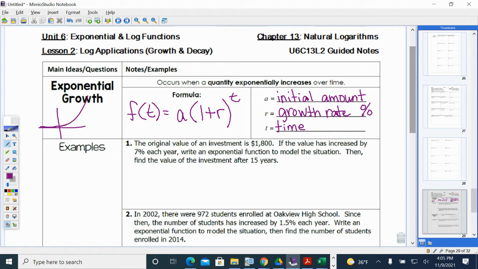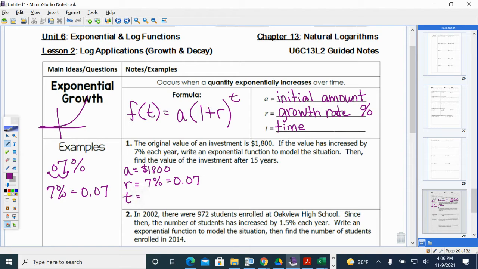So let's talk about what this means. So what is a? A is the original or the initial amount. So that would be your 1800. Your r is your rate, which in this instance is 7%. Now, when we're putting this into an equation, we cannot use the 7%. We have to change it to a decimal or a fraction, one or the other. So to change a percent to a decimal, the decimal point is always, on a whole number like 7, to the right. And we're going to move the decimal 2 places to the left. So 7% is equal to 0.07 as a decimal. And then we've got our time, which eventually we're going to plug in. That's the time of 15 years.